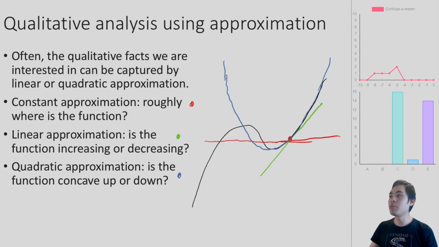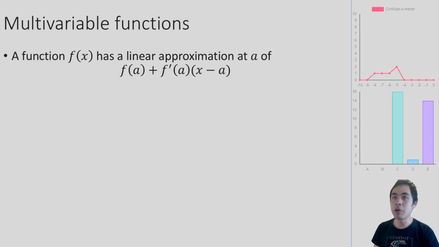So as you add more and more Taylor series terms, your approximation gets closer and closer to your original function. And importantly, we can do this for both single variable and multivariable functions. So a function f of x has a linear approximation at a of f of a plus f prime of a times x minus a.